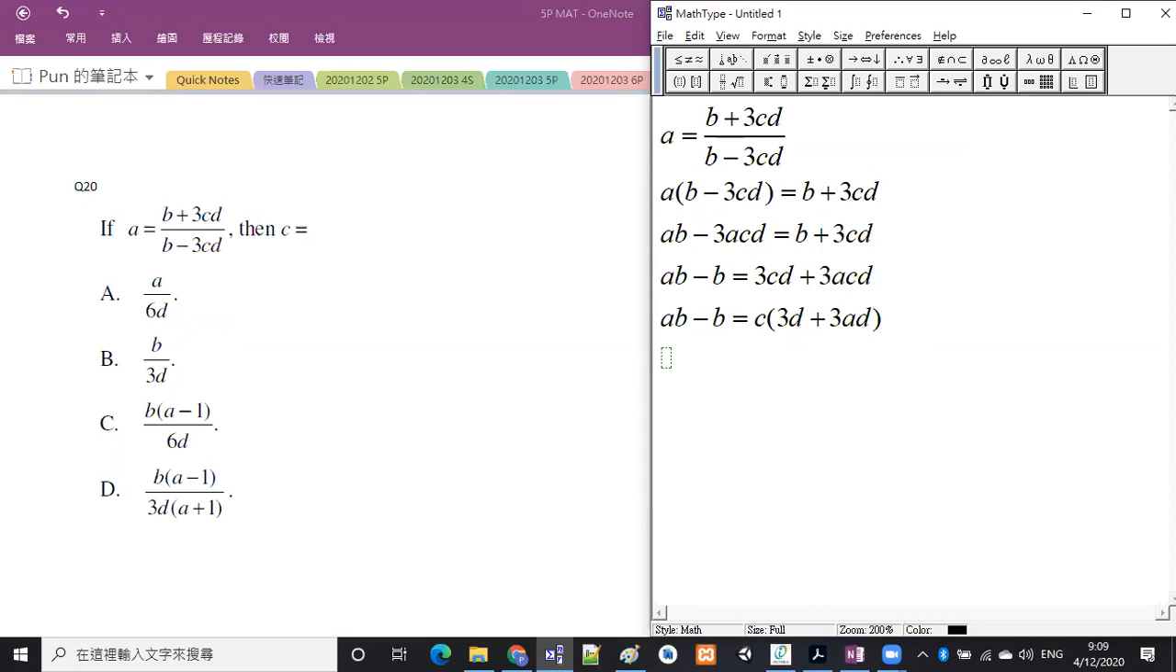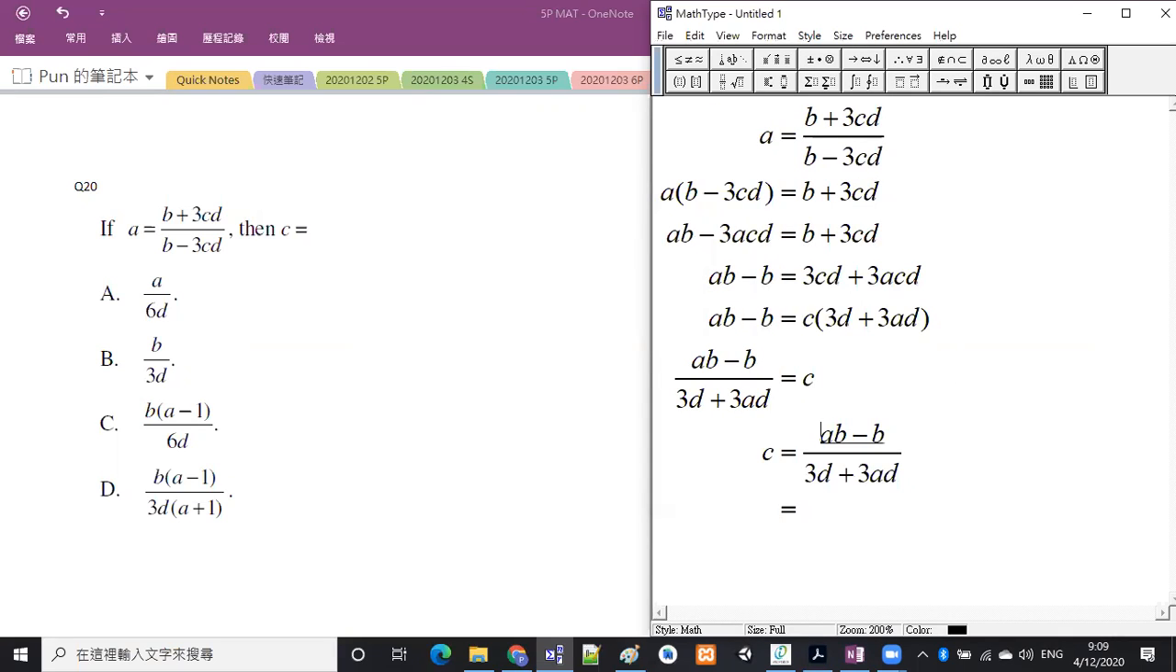And then just divide the 3D plus 3AD to the left-hand side, okay? AB minus B over 3D plus 3AD is equal to C. Okay? And then write one more step to make the subject on the left. Okay, but you cannot find the answer. Okay, so what can we do here?